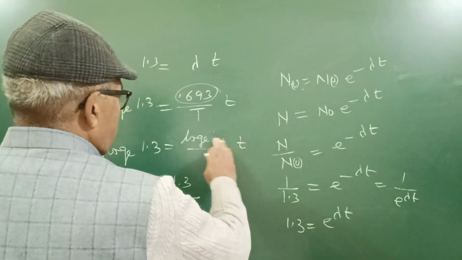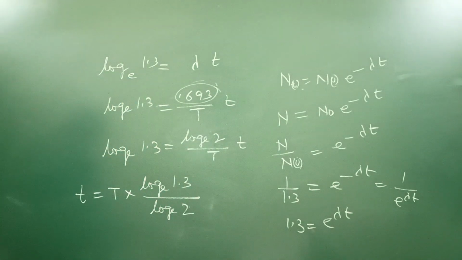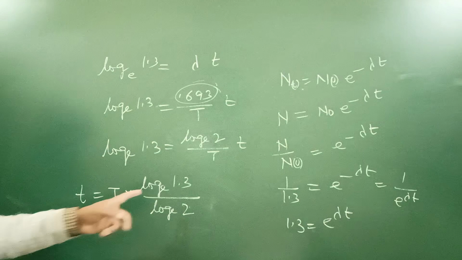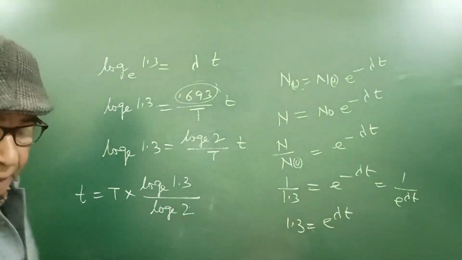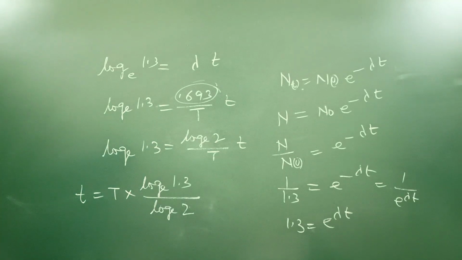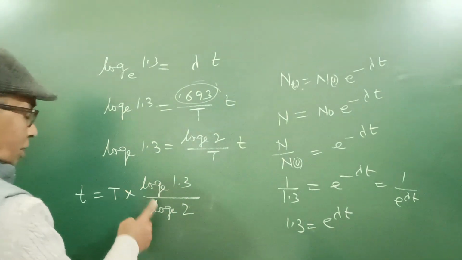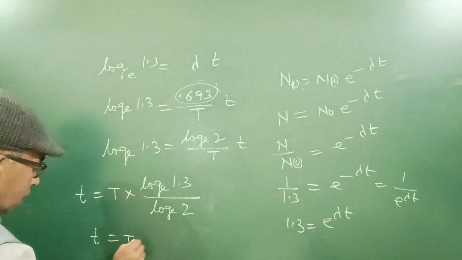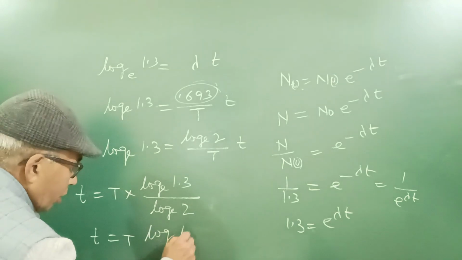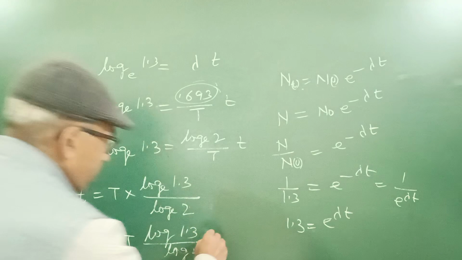Sorry, it is log 2 on base e. But in the answers, base e is not there, base 10 is there in every option. So if we convert that into log base 10, the 2.303 cancels, so it becomes t equal to T log 1.3 upon log 2. So this is the correct answer.